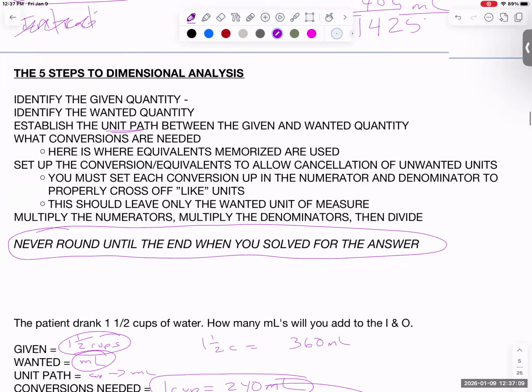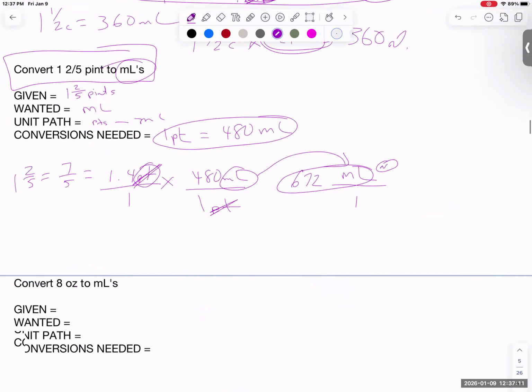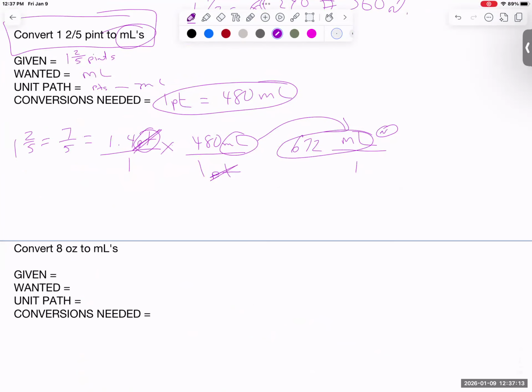What's your question? Why do they sometimes put 500 for the pint? I saw it in the book, I think. No, you have to memorize the equivalents on that one page we gave you, not anywhere else you work. So 1 pint is 480.